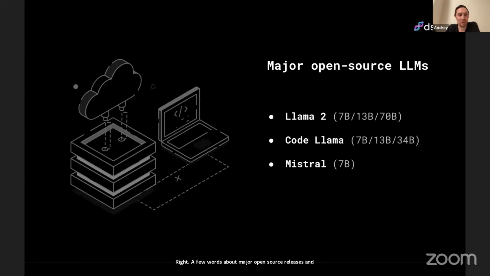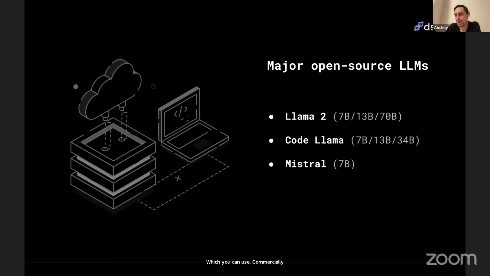A few words about major open source releases, and by no chance can I cover all of the major releases. Open source LLMs are announced pretty much if not every day, but certainly every week. And there are so many different models that are worth looking at. But those three on the slides, I'd like to mention specifically. First is, of course, Llama 2. It is probably one of the first high quality and fully open source models, which you can use commercially without restrictions.